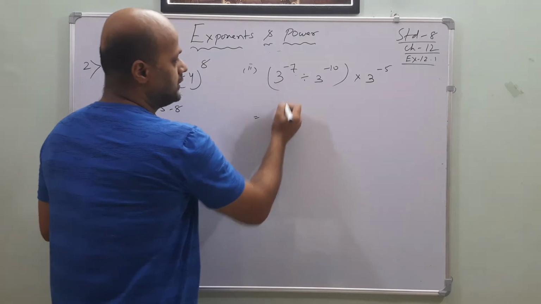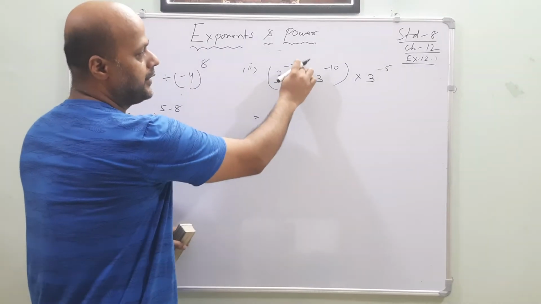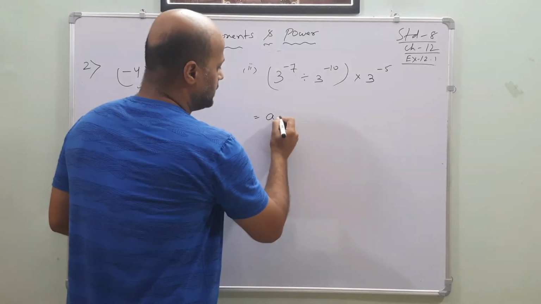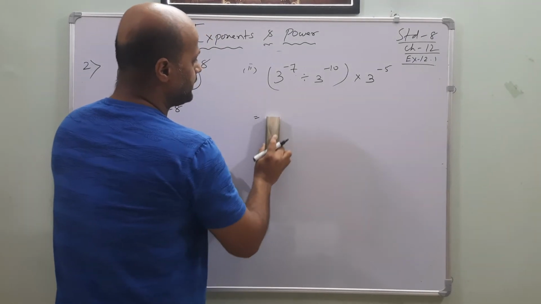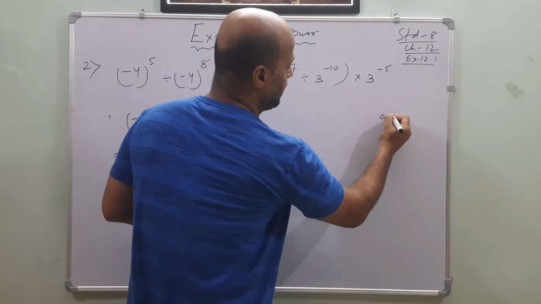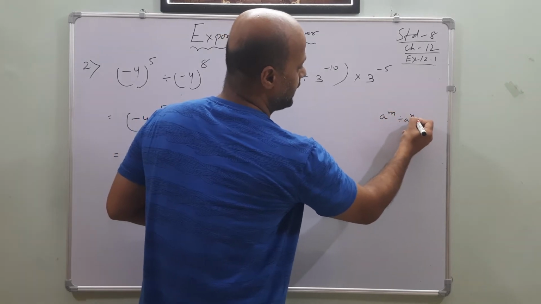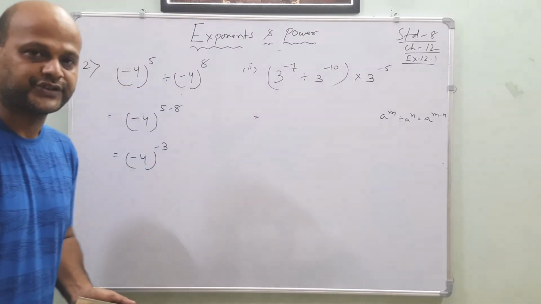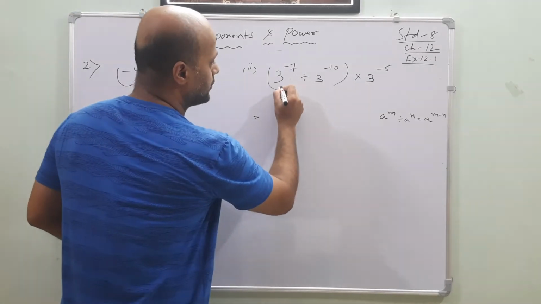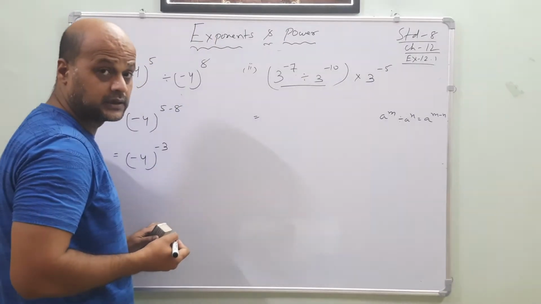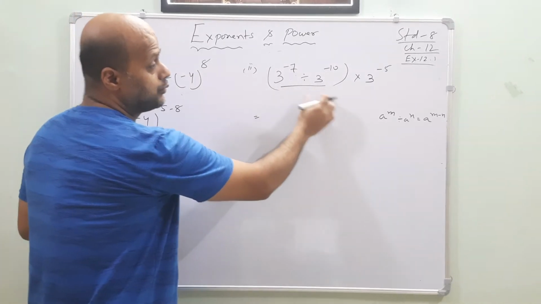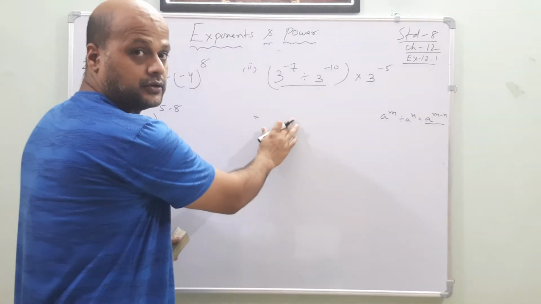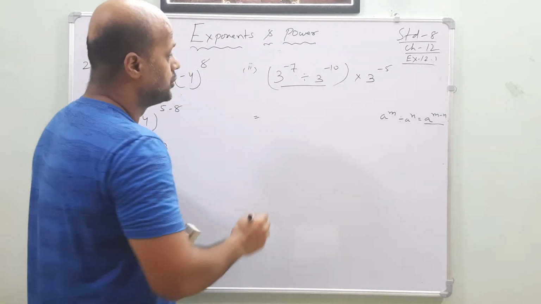First solve it. a power of m divided by a power of n. What is the formula? Very good. a power of m divided by a power of n is equal to a power of m minus n. Very good. So you have to write the formula, and whatever rule comes here, the resultant rule will be written here. Don't write the formula here. Okay, understood, my friends?